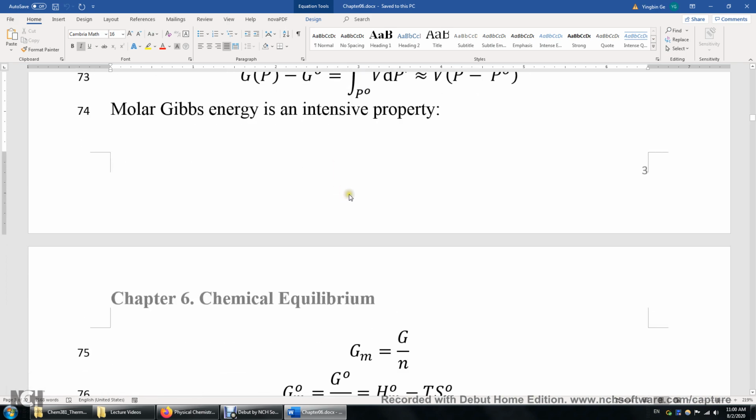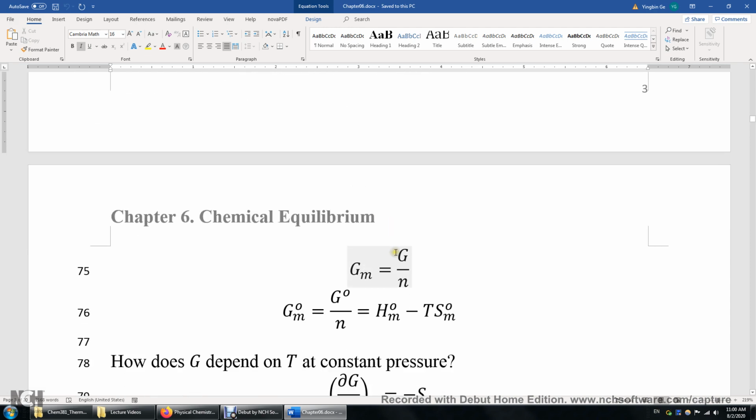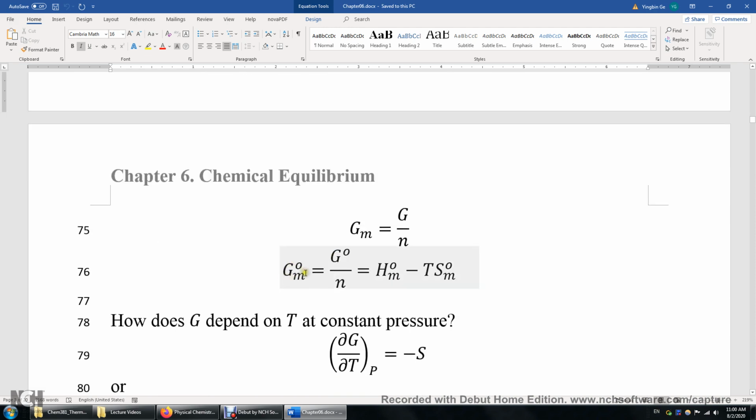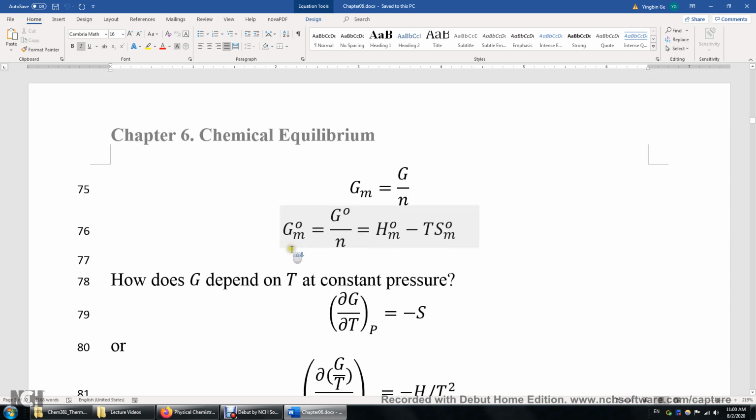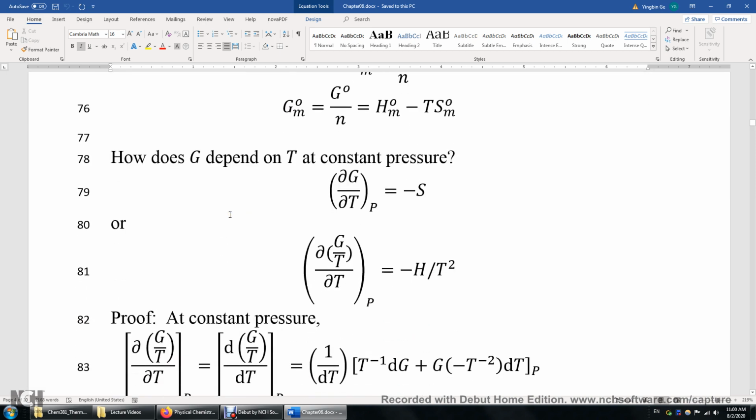Molar Gibbs energy is an intensive property. Again, this G is extensive, n is extensive, but extensive divided by extensive is intensive. And this is molar Gibbs energy in the standard state. G is H minus TS, therefore Gm is Hm minus TSm. M stands for molar. How does the Gibbs free energy depend on temperature when the pressure is constant?